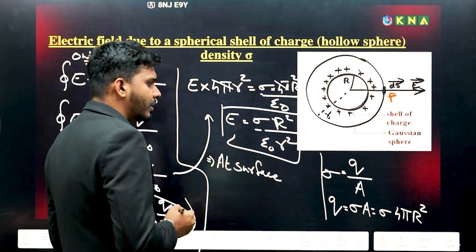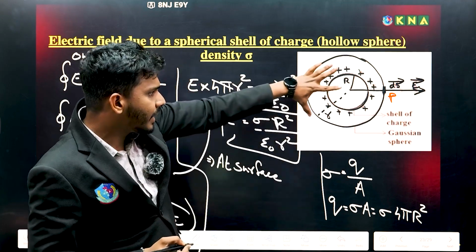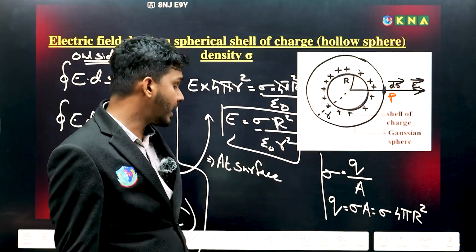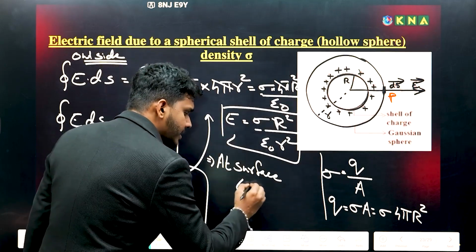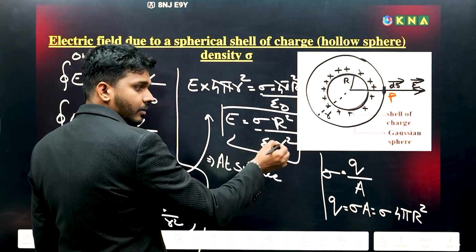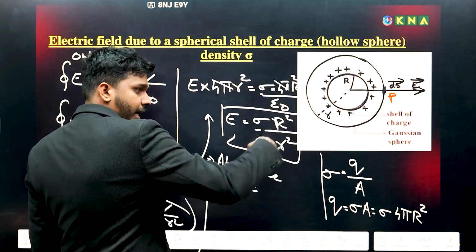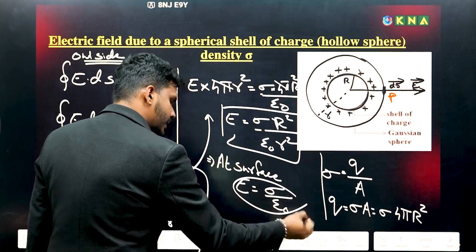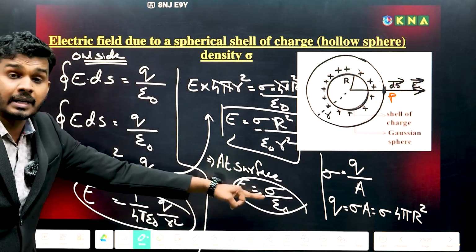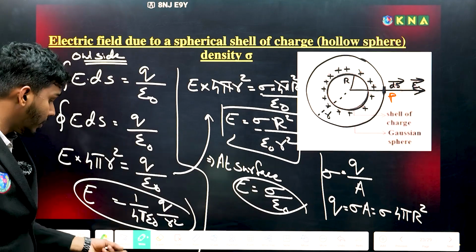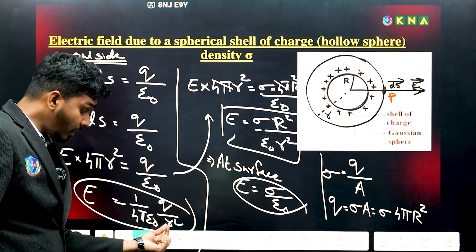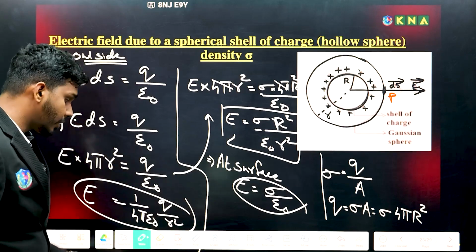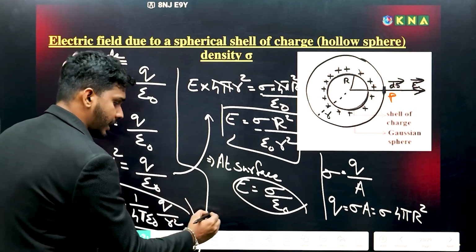At the surface, small r becomes capital R. So at the surface, electric field E is equal to sigma by epsilon naught, or since small r becomes capital R, that is 1 by 4 pi epsilon naught into Q by capital R square.